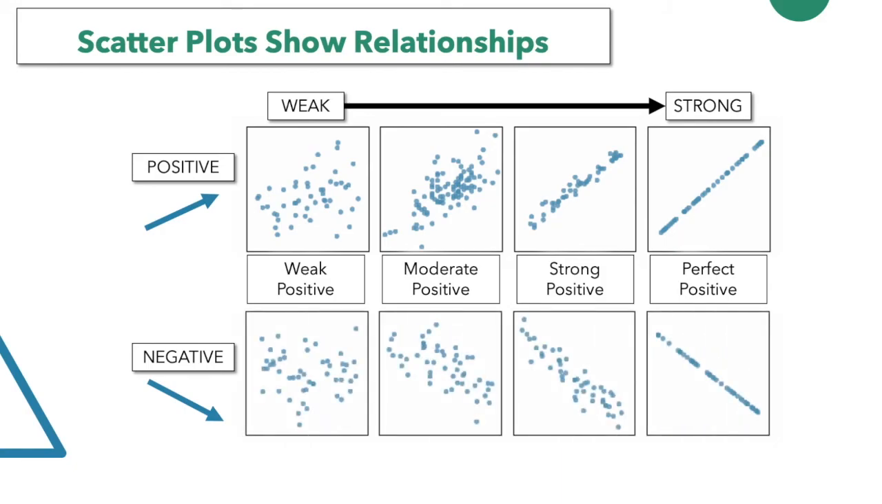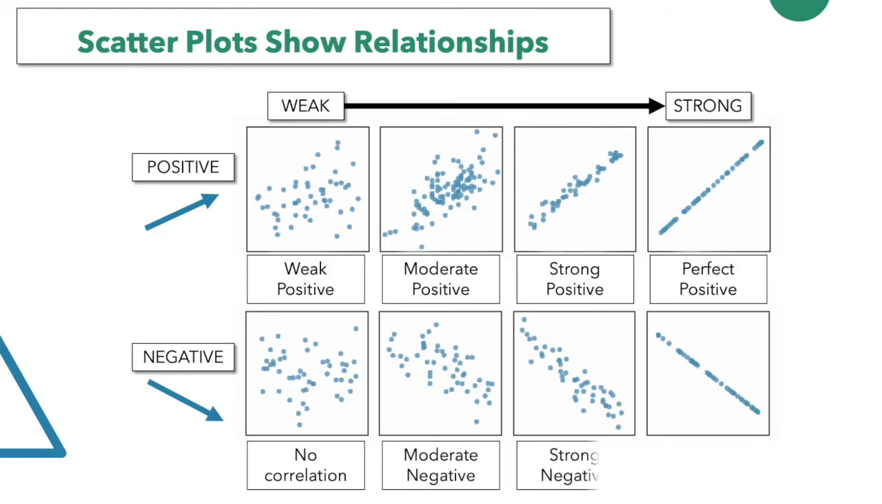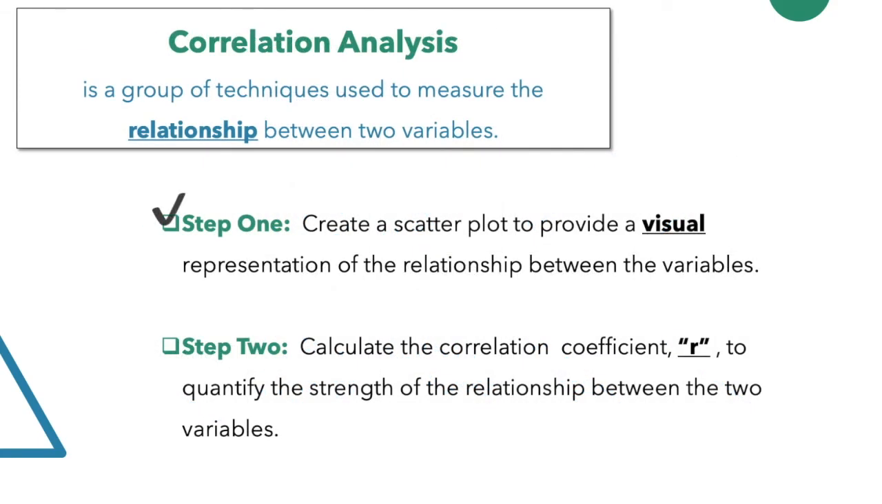In the negative realm, this one on the far left, we could call it a weak negative, or we could just say there's no correlation. Those dots are all over the place. Then we'd have a moderate negative, a strong negative, and a perfect negative. So that's step one, just to create a scatter plot to get a visual. Now step two, that's to calculate the correlation coefficient, R.